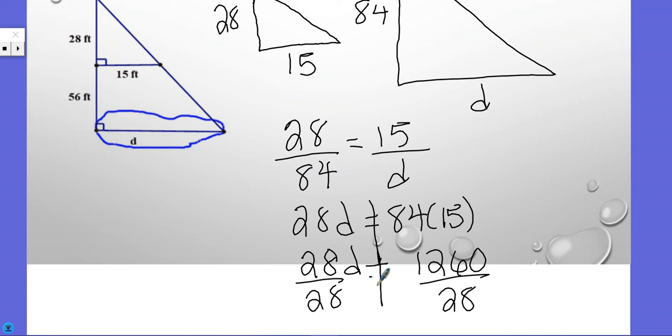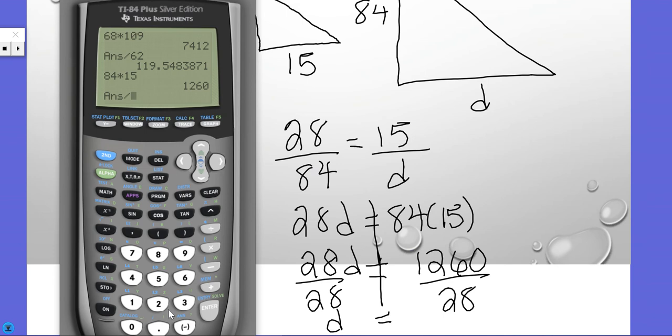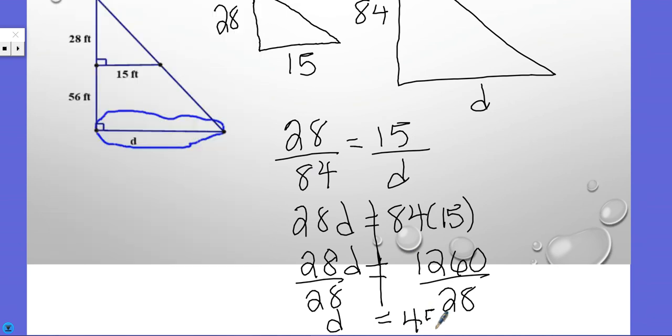All right. We get D equals, divide by 28, and that's 45. And we're finished. So D equals 45, and don't forget the units, it's in feet.